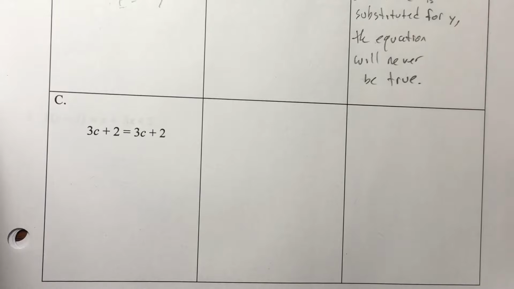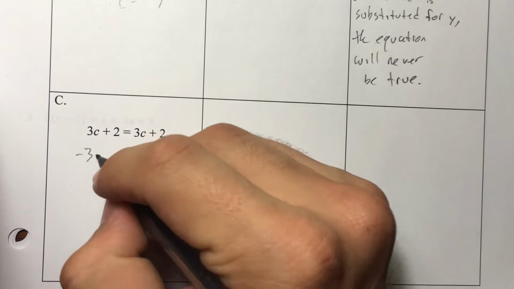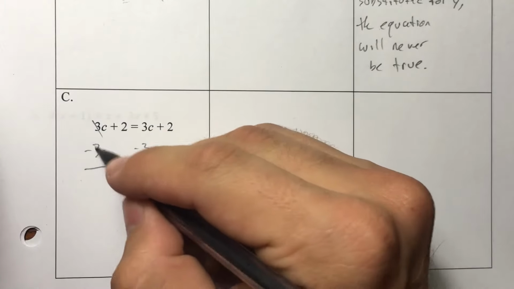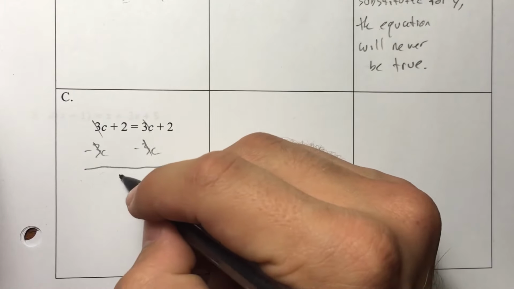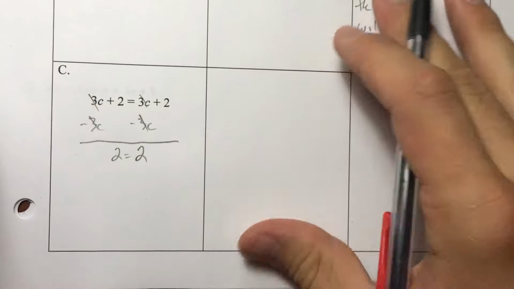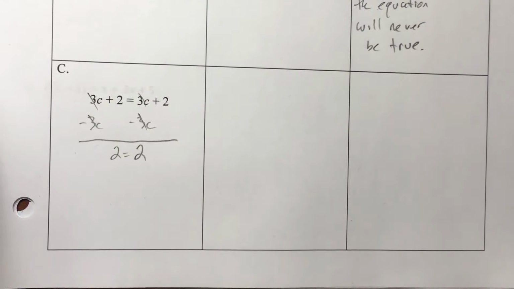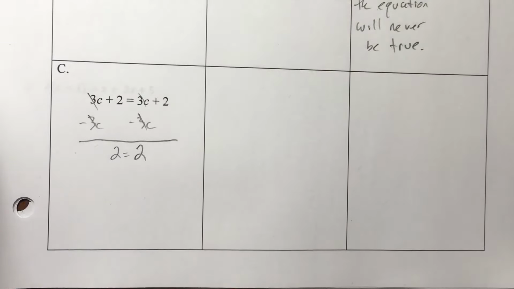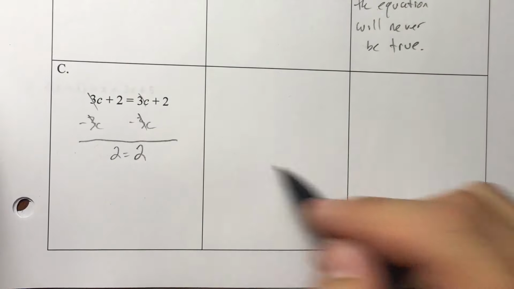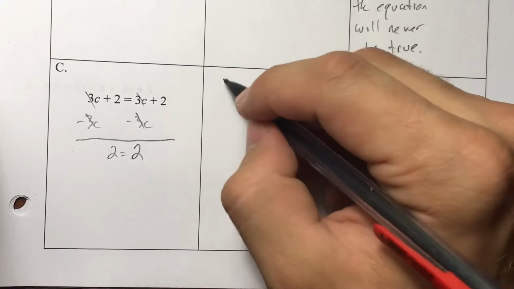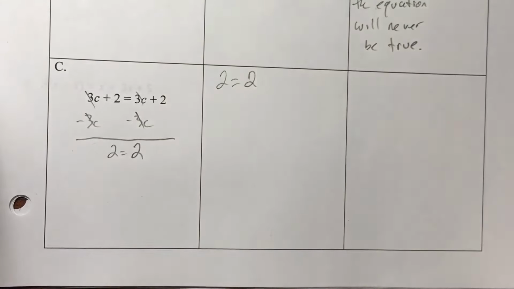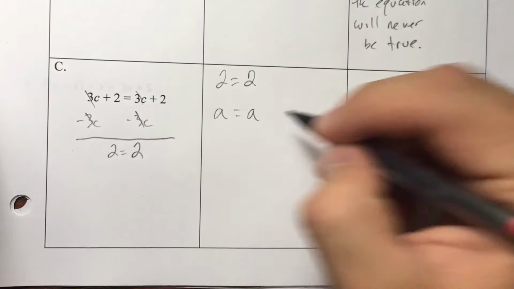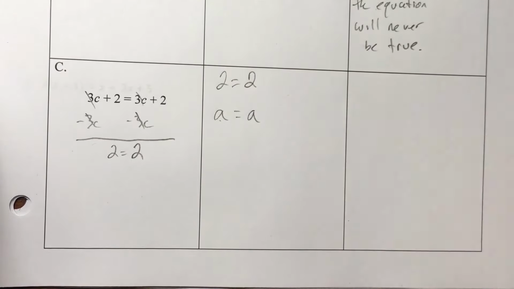We'll eliminate our variables on both sides. If I subtract 3c from both sides, these go away. I'm left with a positive 2 equals a positive 2. Now this makes sense: 2 equals 2. We have the same number equal to itself on both sides. In this middle box, our solution 2 equals 2, we have a constant a equal to a constant a, where the same number is equal to itself.